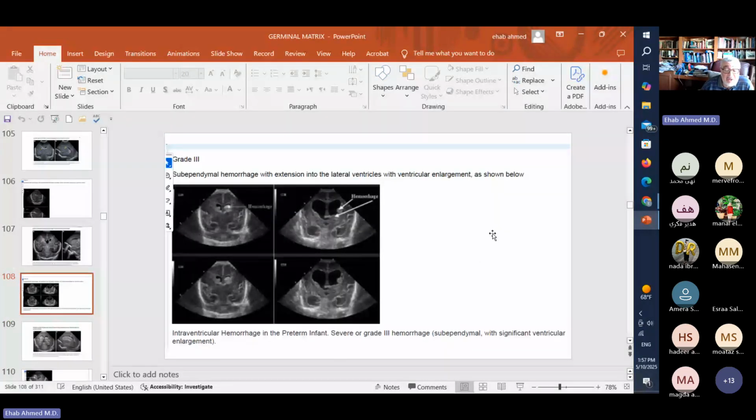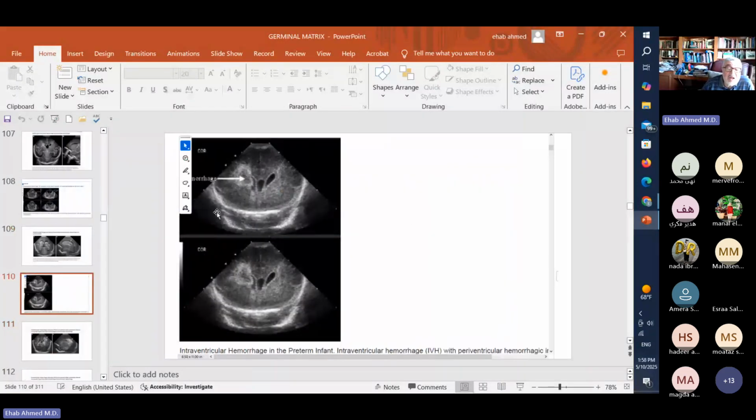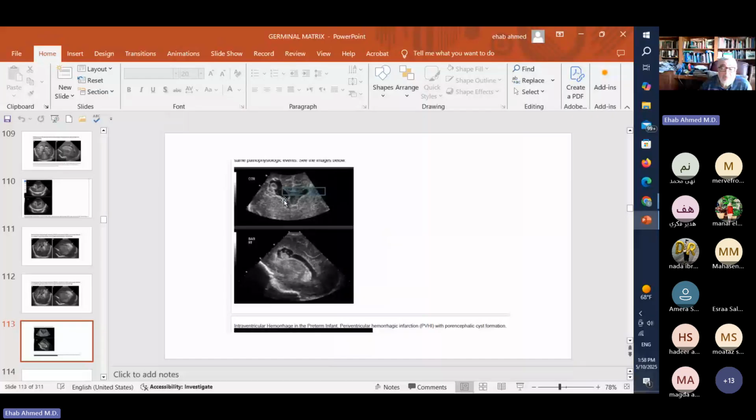And then comes grade 3. There is dilatation of the ventricular system. As you see how dilated the ventricular system is. And then comes grade 4, or periventricular hemorrhagic infarction. Yes, as you see. Okay? And then this is one of the complications when you can find a porencephalic cyst. When you have post-hemorrhagic ventricular infarct, it might end up in having a cyst connected to the cavity of the ventricle called porencephalic cyst.